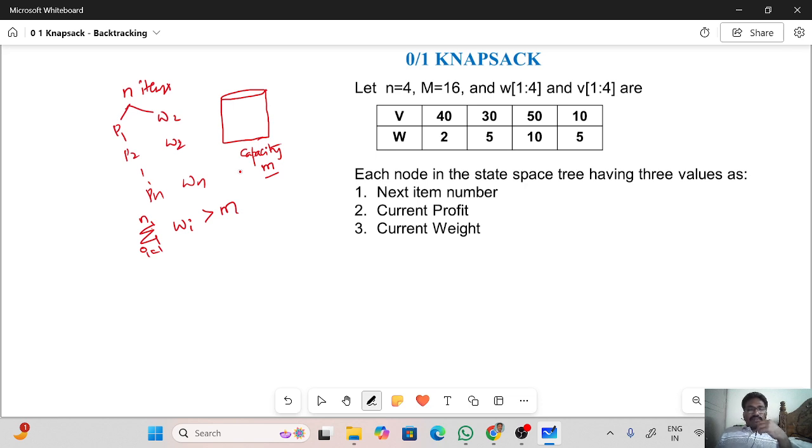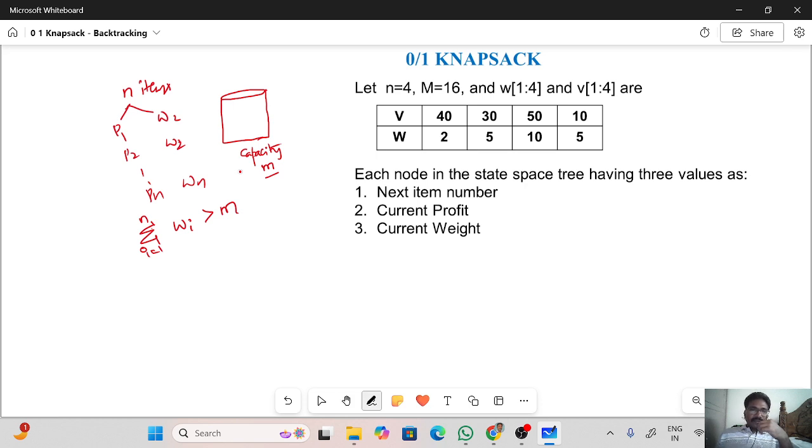So that's why we call this application an optimization problem. Here the optimization is in the form of maximization. So that's why the 0-1 knapsack is also called a maximization problem. So this is the first constraint.